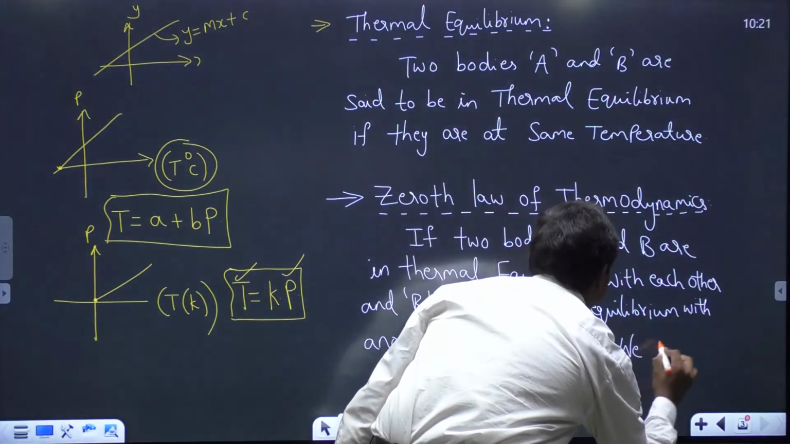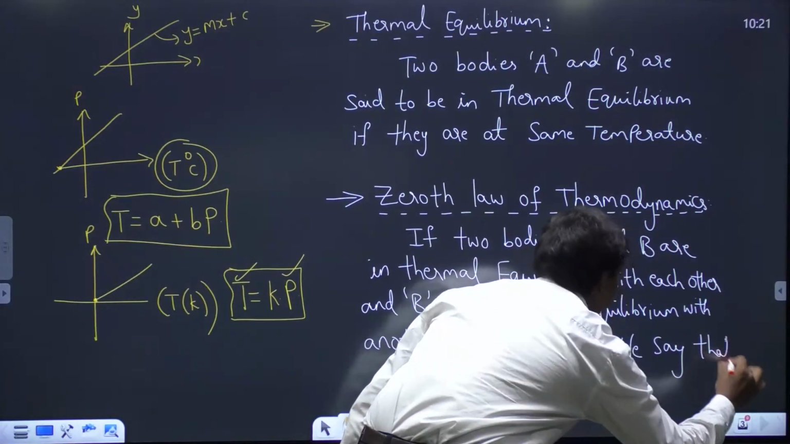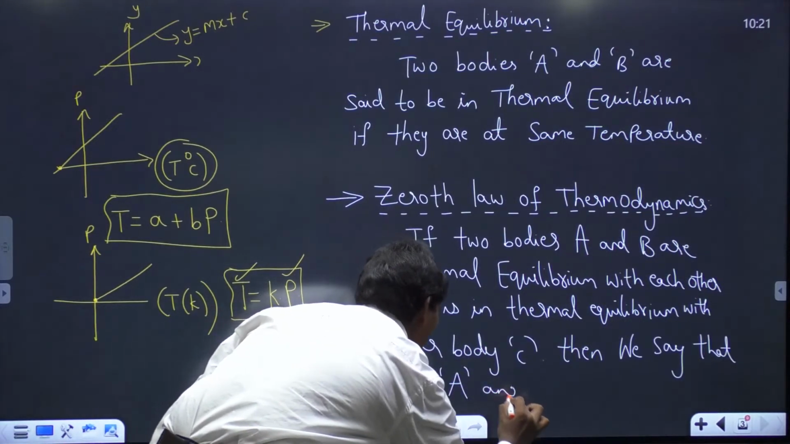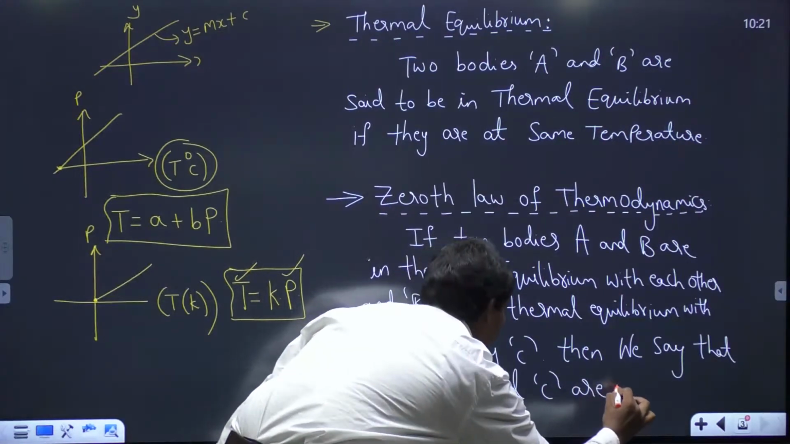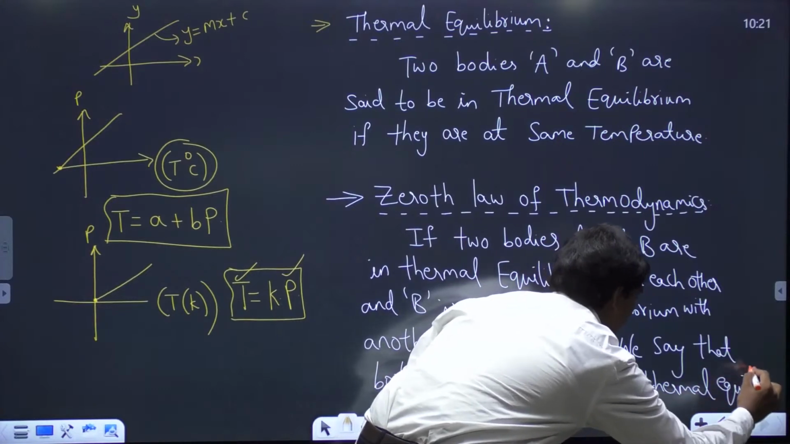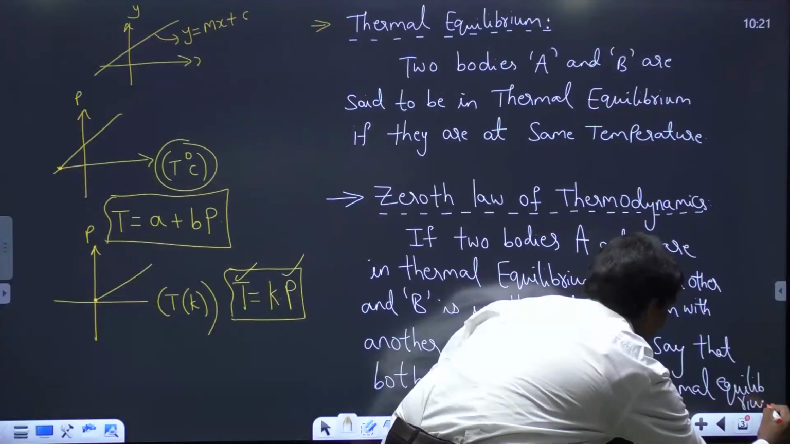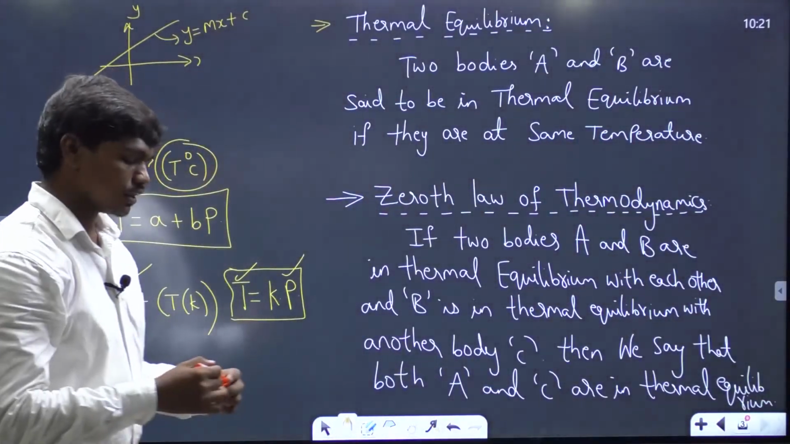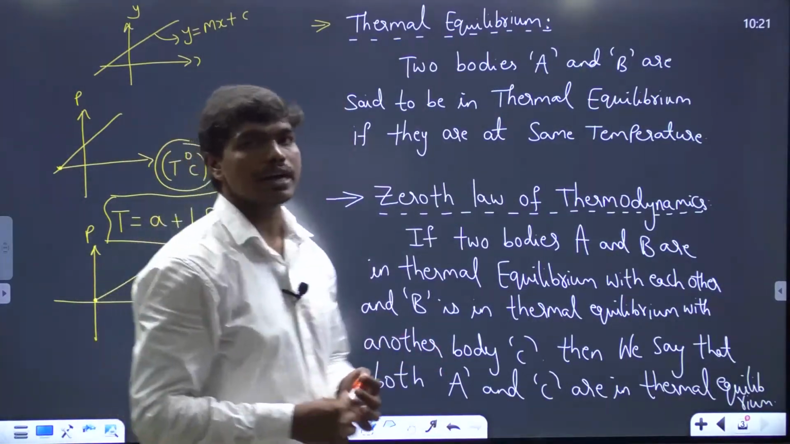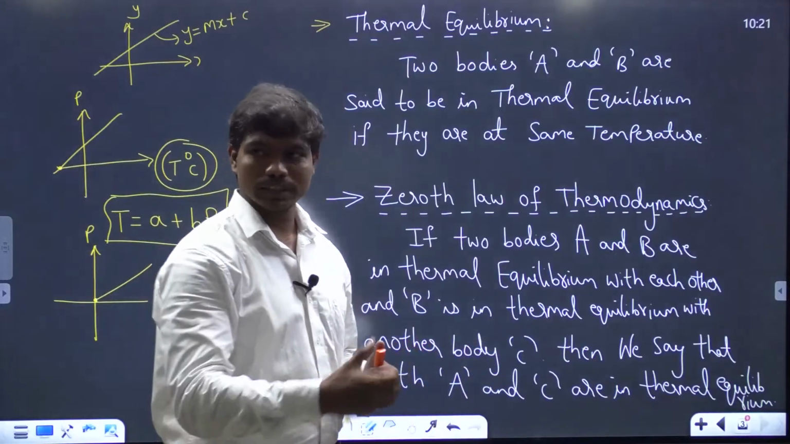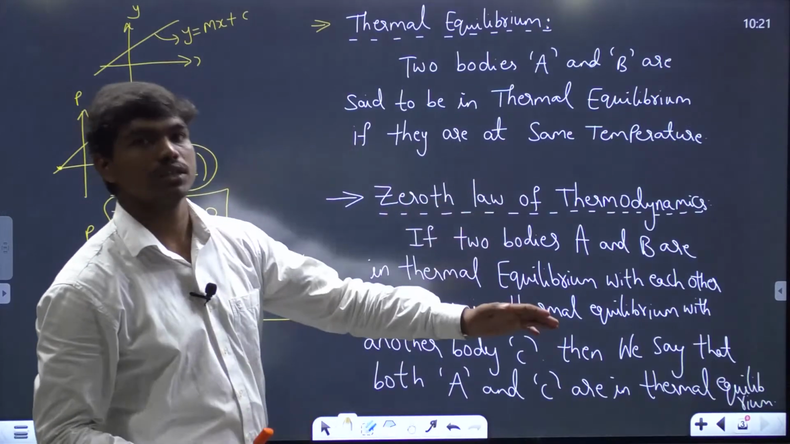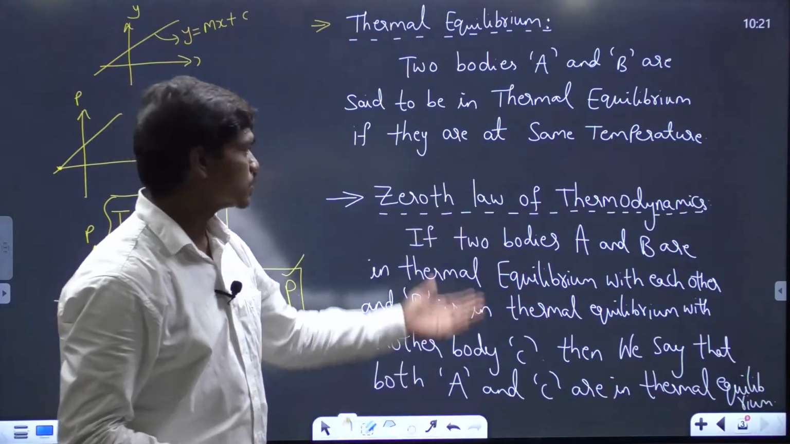Then we say that both A and C are in thermal equilibrium. Actually, this zeroth law of thermodynamics was introduced after the invention of the first law, because the first law is more fundamental than the zeroth law. But since this law is very fundamental in nature, it was named the zeroth law of thermodynamics because it was introduced after the first law. So we don't have number one to give for this. So this is named as zeroth law.